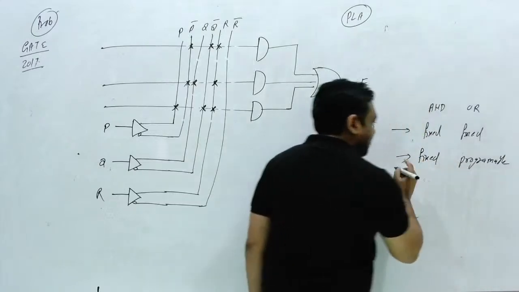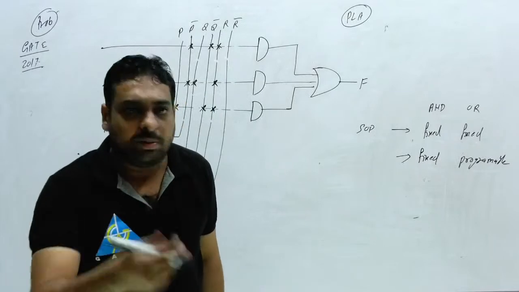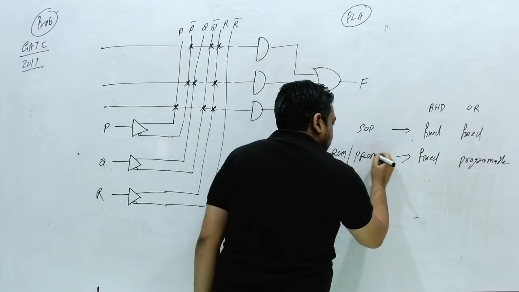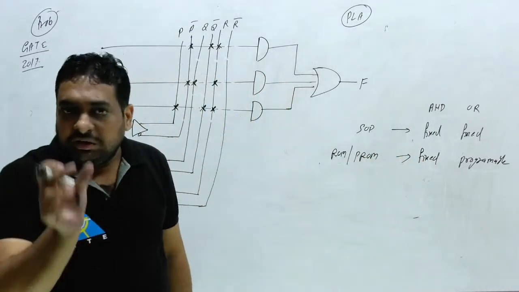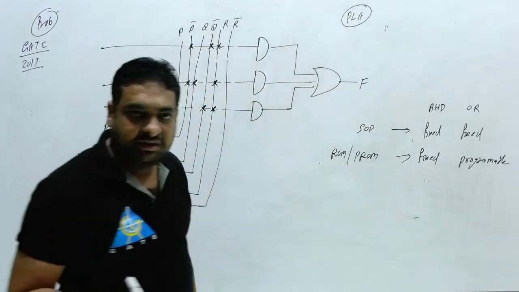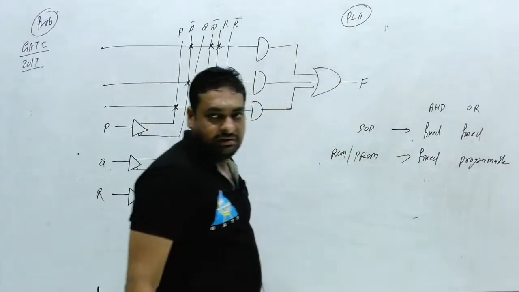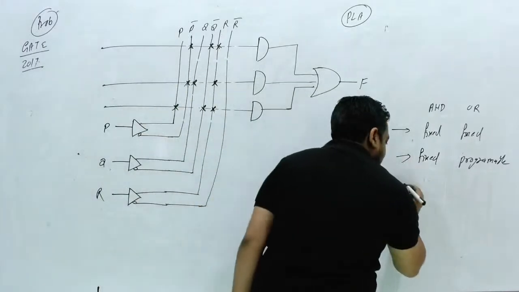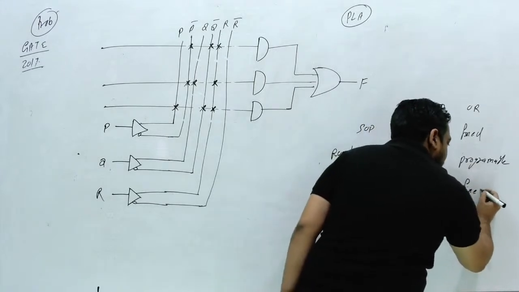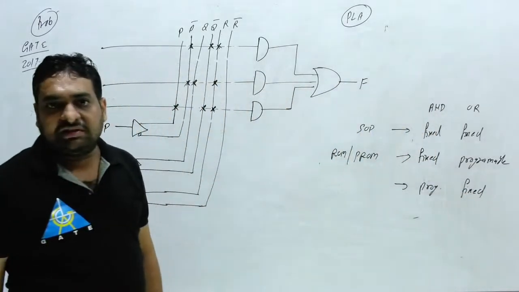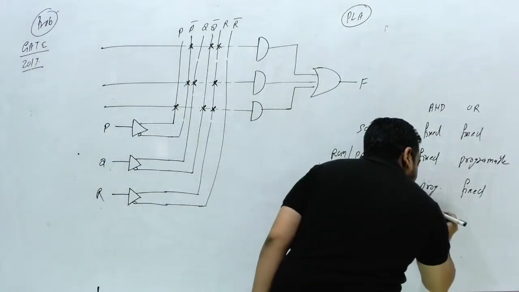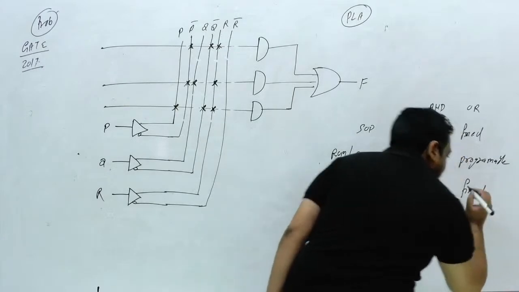then already we have studied, this is nothing but PROM or ROM. You can say either ROM or PROM. The actual name is PROM. The AND array structure is nothing but a fixed decoder circuit, and the OR array is programmable. One more structure can be possible here. This part can be programmable and this part can be fixed. This can also be possible. One more thing can be possible. This thing can be programmable and this thing can be programmable.